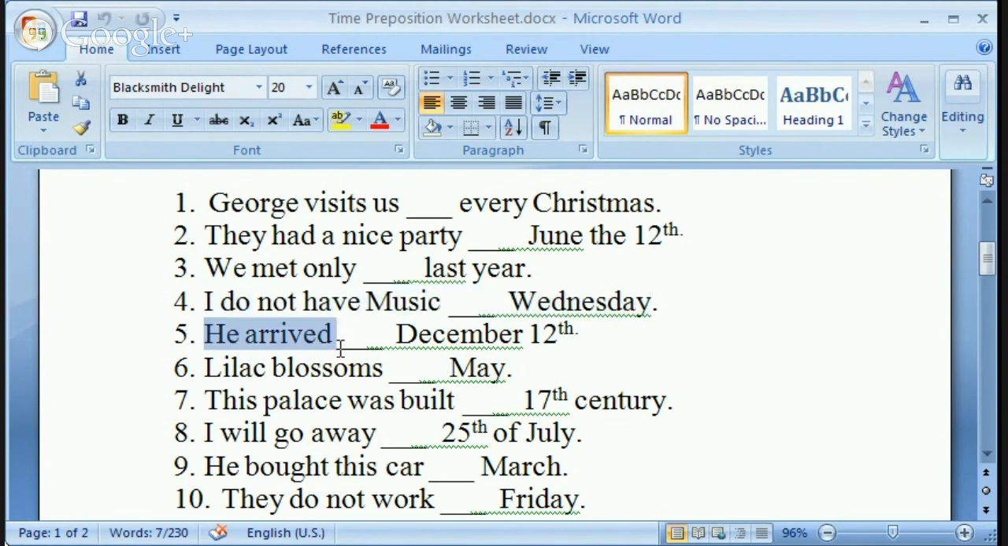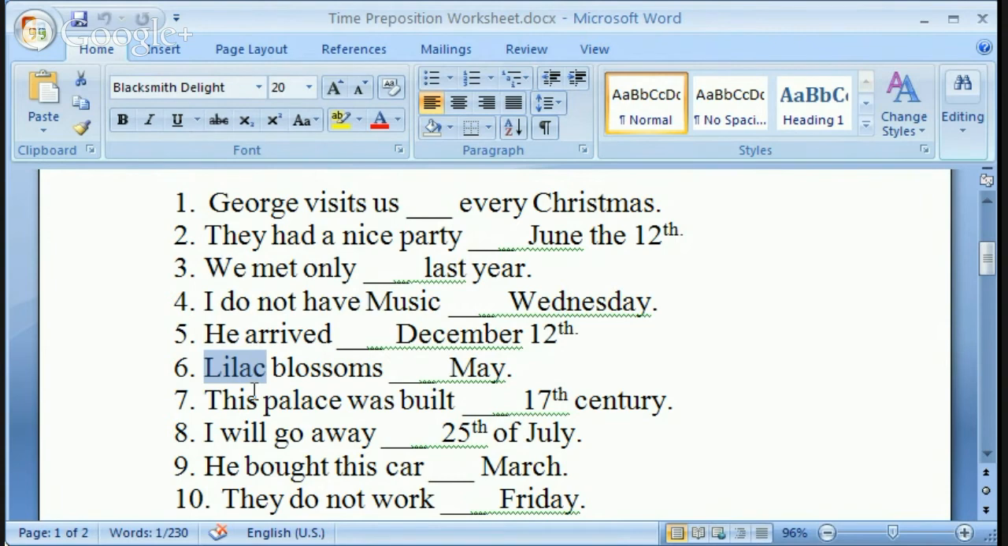Igor, number 5. He arrived on December 12th. Yeah, pretty easy one. Hussein, number 6. Lilac blossoms in May. What is wrong with this sentence? There's a problem here. Well, lilac is a type of bush, with pink, purple, or white flowers. Smells really pretty. Lovely, really nice. But it's countable. 3 lilacs.